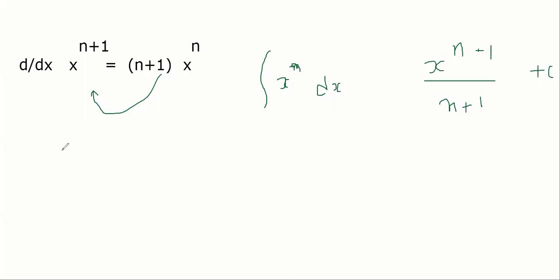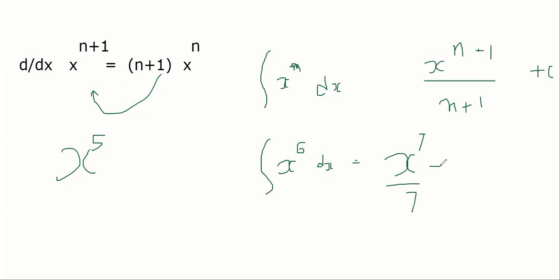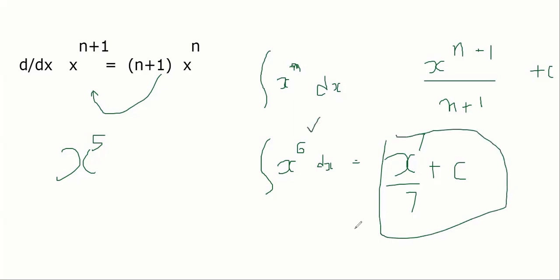For example, my function is x to power 6. What will be its integration? If I integrate x to power 6 dx, it becomes x to power 6 plus 1, that is 7, divided by 7, plus c. So the integration of x to power 6 will be x to power 7 divided by 7 plus c. Check it: differentiate this and you will get back the original. What is the differentiation of x to power 7 by 7 plus c? Tell me.